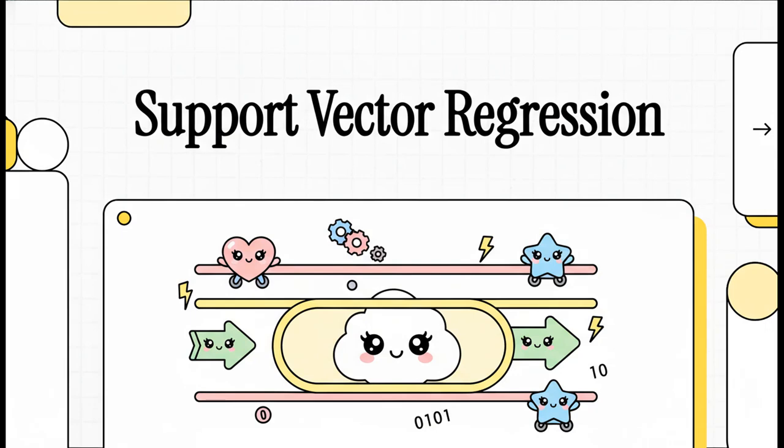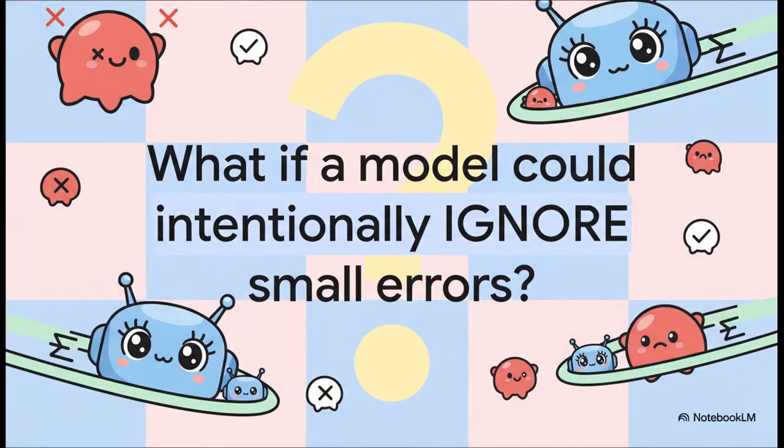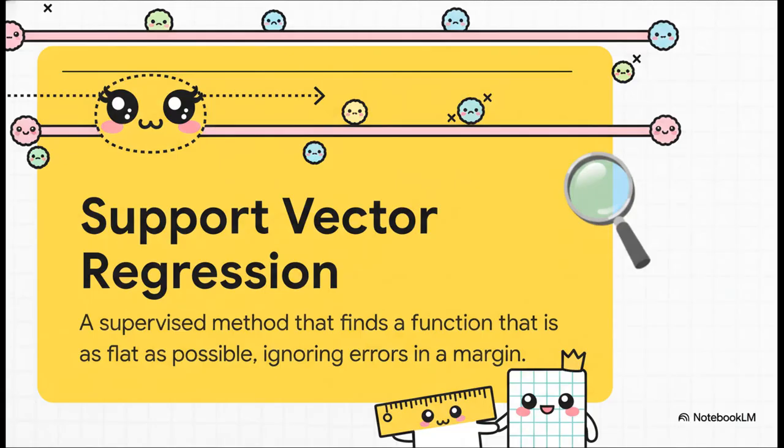Today, we're tackling a powerful ML tool, support vector regression. All right, let's jump right in. Most models try to get every single error down to zero, but what if a model just didn't care about small mistakes? And that's the whole idea behind SVR. It's all about finding a simple fit that works within a certain margin of error.